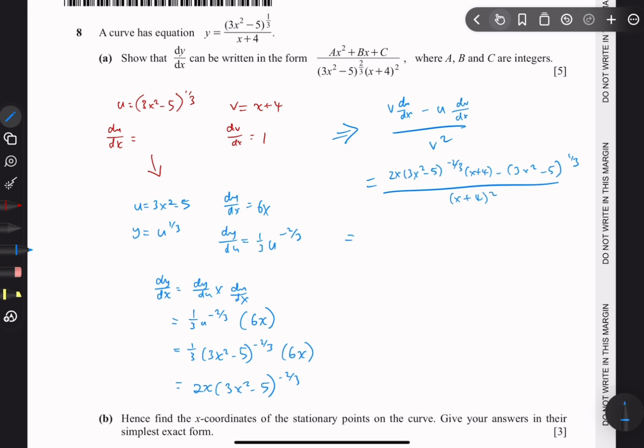Okay, so since the question wants the answer in the format with the denominator like this, we have to times the numerator by this part. Okay, so because of that, this part will disappear because you're timesing it, and minus 2/3 plus 2/3 will become 0. So you're just left with 2x times x plus 4. Okay, and the denominator will be the same as the question.